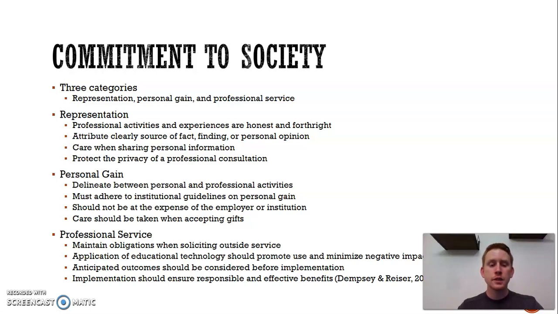Within the professional service domain, one must maintain their obligations when soliciting outside service. The application of educational technology should promote the use of the technology and minimize any negative impact from the technology's use. The anticipated outcomes should be considered before the implementation of technology, and implementation should ensure responsible and effective benefits. Dempsey and Reiser, 2018.